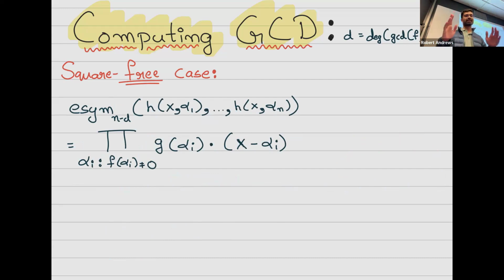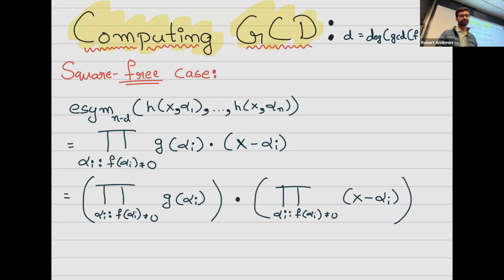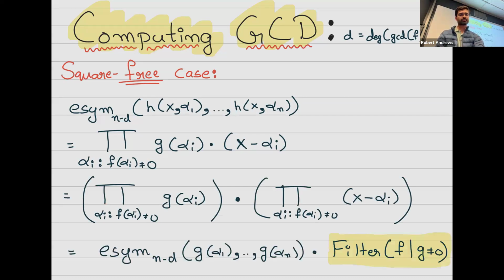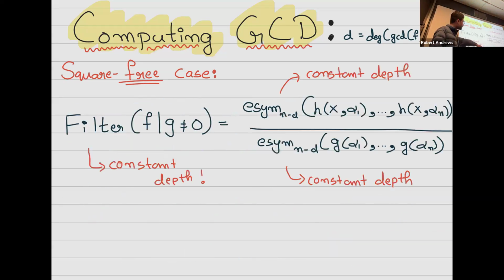Just so that I am also not lost, what is the objective here? The objective here is to compute the filter function. So we need to get our hands on the filter. The filter operation essentially is this product with just this term; this term was not there. So we'll try to get our hands on that. Once you separate these things out, it turns out that this expression, ESym n minus d of the h's, will be ESym n minus d of the g's with the filter operation. Okay, this is a long preamble.